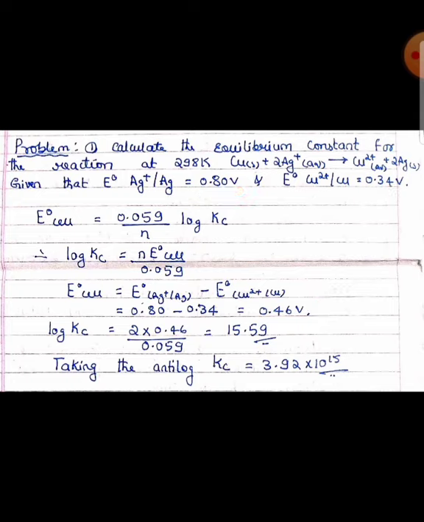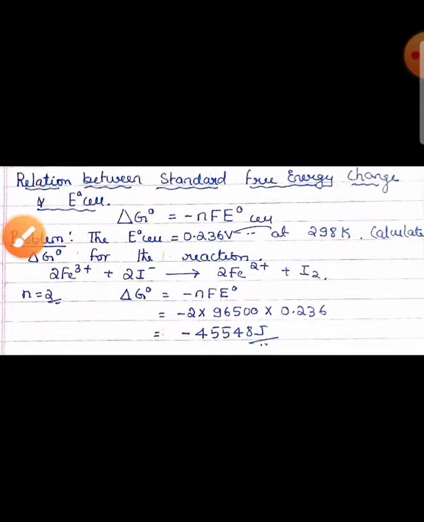Now we will apply it in the formula. Here the number of electrons is 2. One copper atom loses 2 electrons and 2 Ag+ ions gain 2 electrons to convert into 2 Ag. So the number of electrons involved is 2. So 2 into standard electrode potential 0.46 divided by 0.059, we will get 15.59. Now taking antilog, Kc will be 3.92 into 10 to the power of 15.